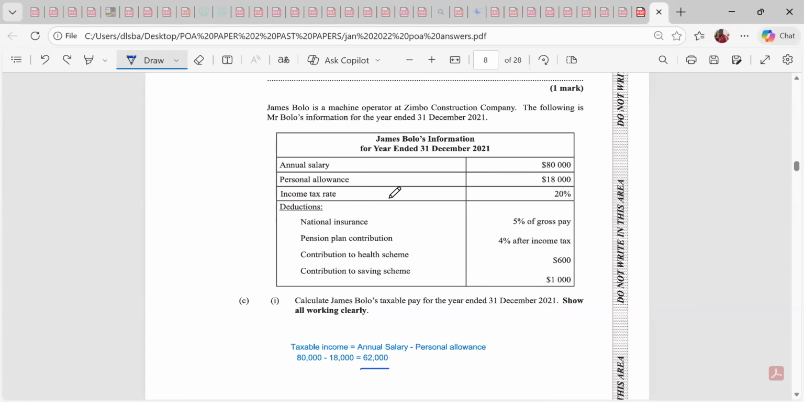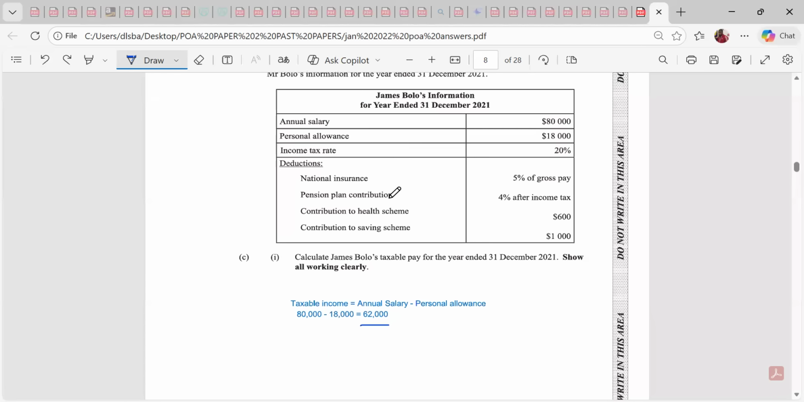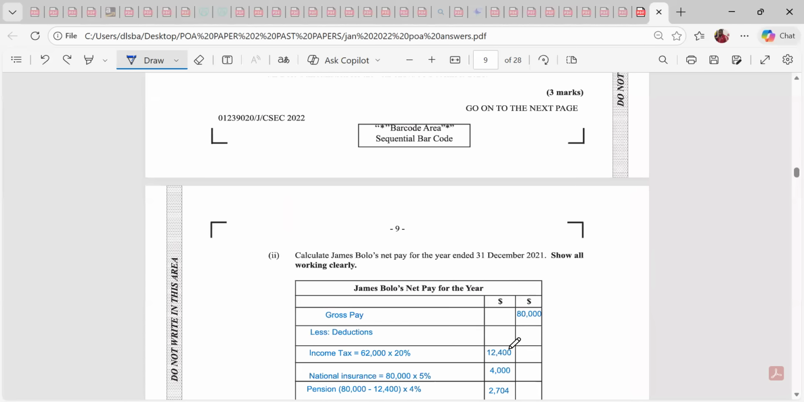The income tax rate is 20%. But remember, I'm not calculating 20% of the entire salary. I'm taking 20% of my taxable income, which is my salary minus the personal allowance. So that is 20% of that 62,000 we just calculated, which is 12,400.